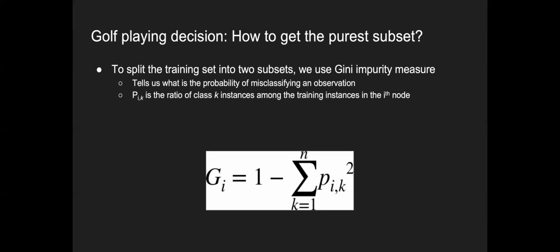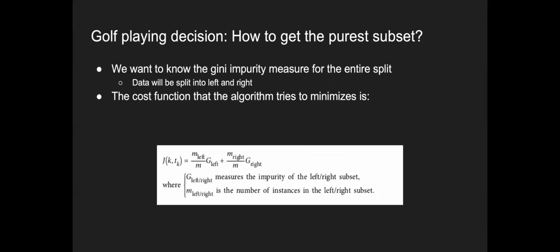This equation is not complete yet. The equation in the previous slide will give us the Gini impurity for a subsplit, but we would like to know the Gini impurity measure for the entire split because the data will be split into left and right. Therefore, we will need to weigh them accordingly. So the cost function that the algorithm tries to minimize is this. We will look further into this in a couple of slides, how to calculate this.